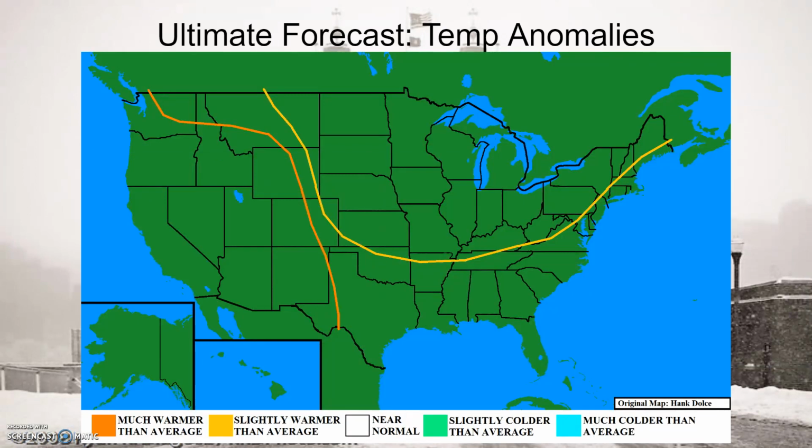So here's ultimately what I have. When it comes to temperatures, we're looking at average for much of the Midwest and much of the interior Northeast anyway. I think it'll be slightly warmer than average through the Southeast throughout the East Coast, and I think it'll be much warmer than average out west thanks to our PDO.